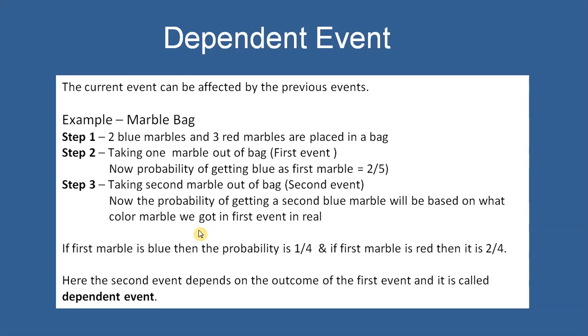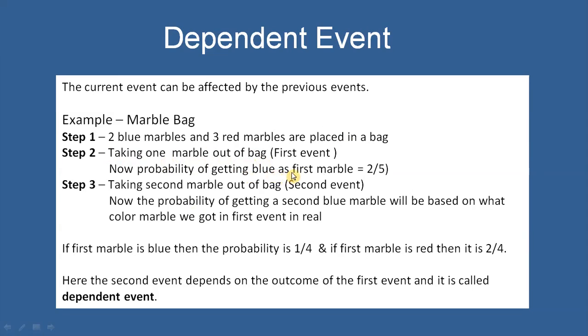Now, dependent event. Here, the current event can be affected by the previous events. Let us take an example of picking marbles from a bag. In step 1, 2 blue marbles and 3 red marbles are placed in a bag. In step 2, we are taking 1 marble out of the bag. We call it the first event.